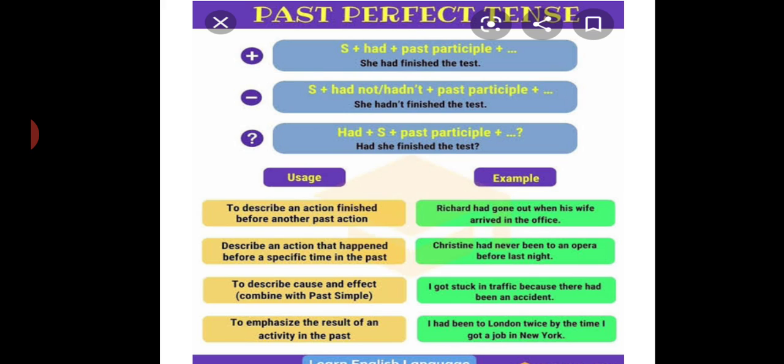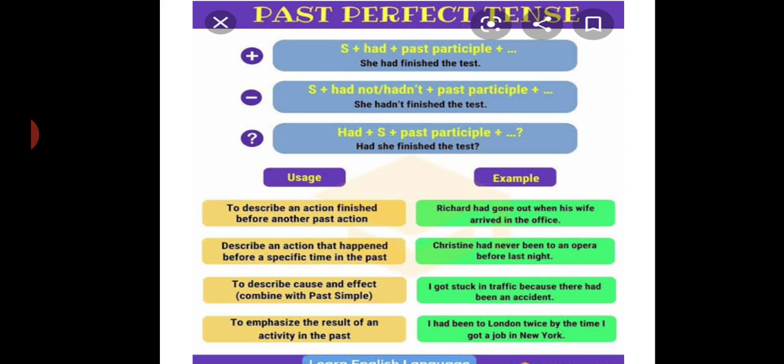Now we can also use past perfect tense to describe an action that happened before a specific time in the past. Example: Christian had never been to an opera before last night. Did you get that? Good.